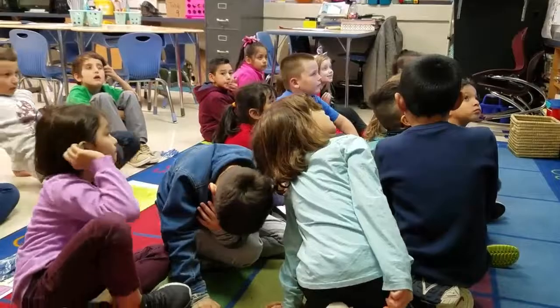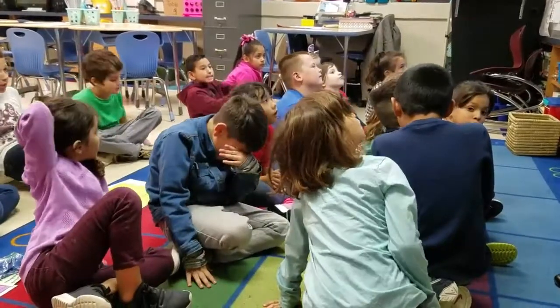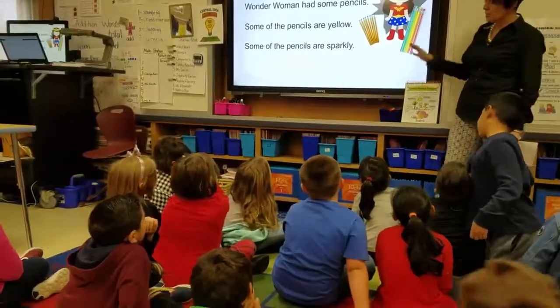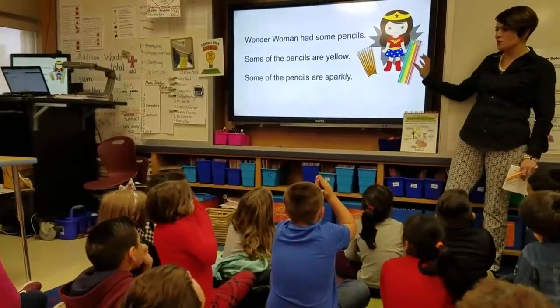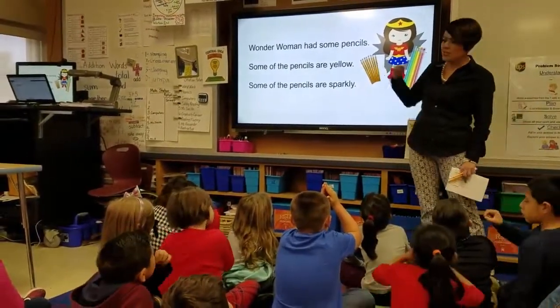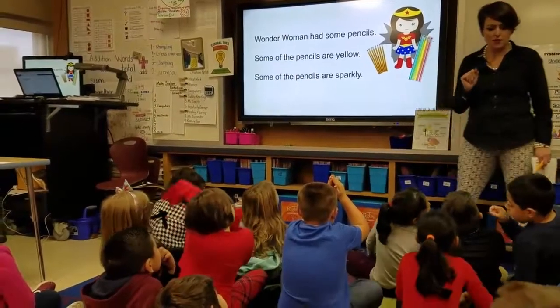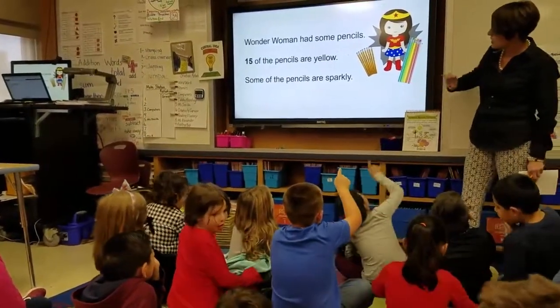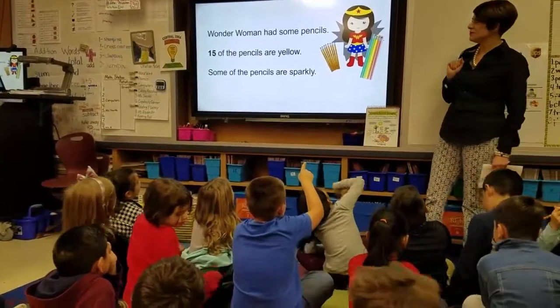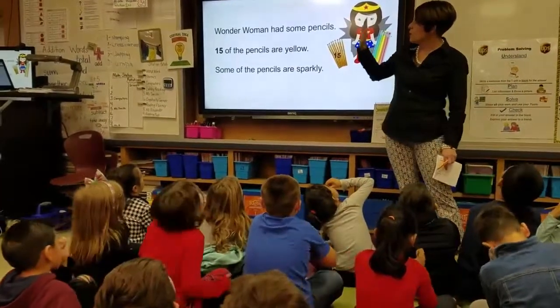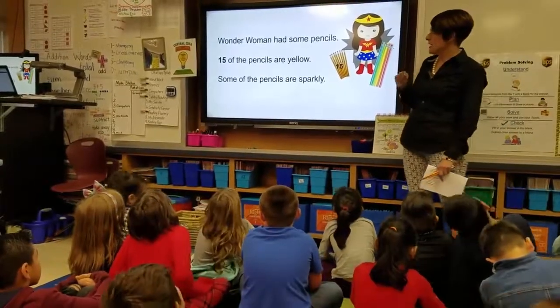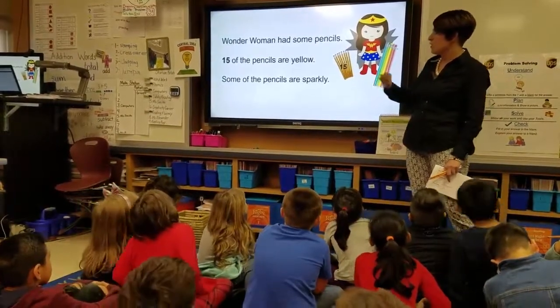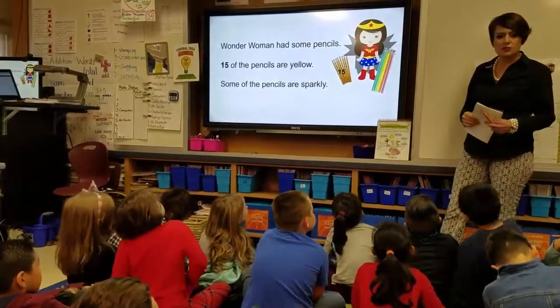What information do you have in this part of the story? Do you know exactly how many, if these are just representative and they're not the actual number, do we know exactly how many yellow pencils there are? No. We need to figure that out. 15 little pencils. So, read with me. Wonder Woman had some pencils. 15 of the pencils are yellow. Some of the pencils are sparkly.